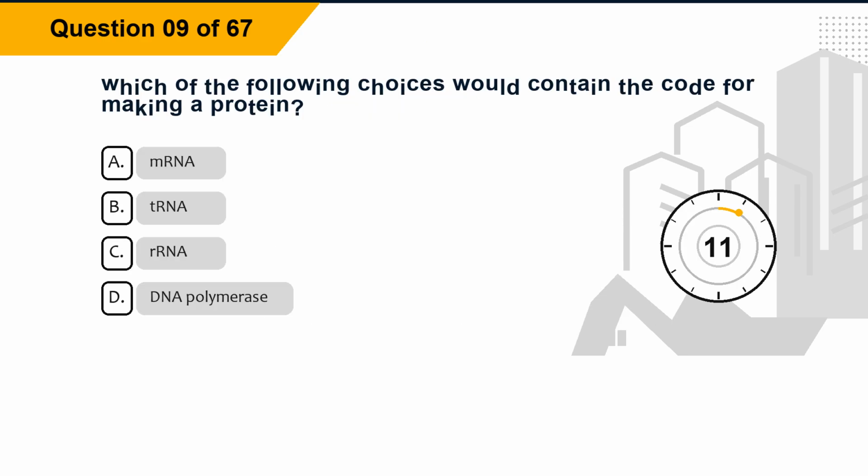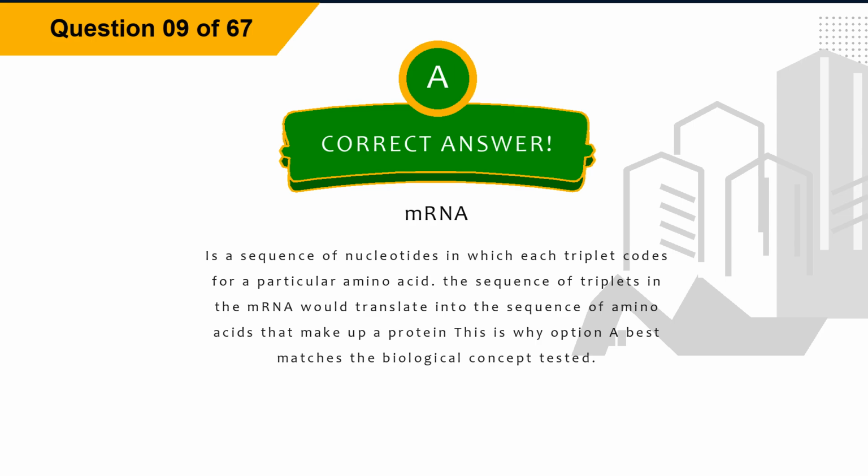Question 9. Which of the following choices would contain the code for making a protein? Option A, mRNA. Option B, tRNA. Option C, rRNA. Option D, DNA polymerase. The correct answer is option A, mRNA. Explanation: mRNA is a sequence of nucleotides in which each triplet codes for a particular amino acid. The sequence of triplets in the mRNA would translate into the sequence of amino acids that make up a protein. This is why option A best matches the biological concept tested.